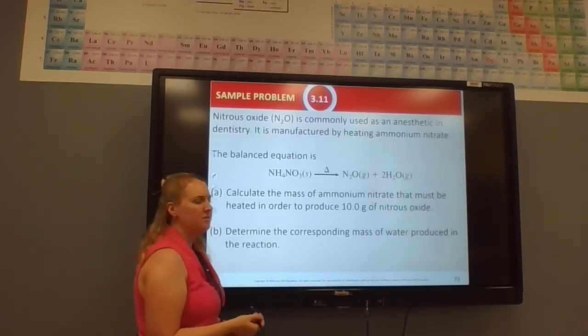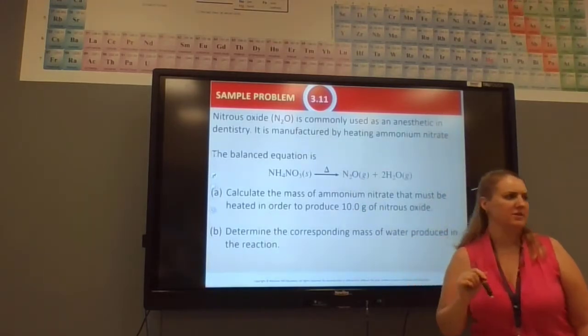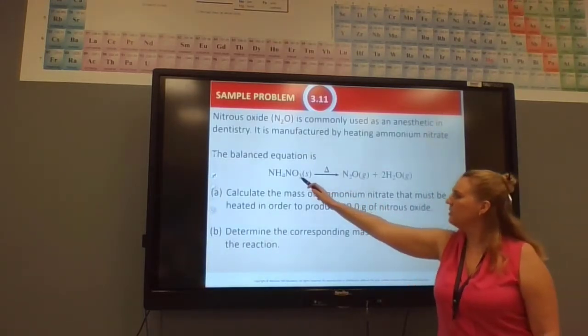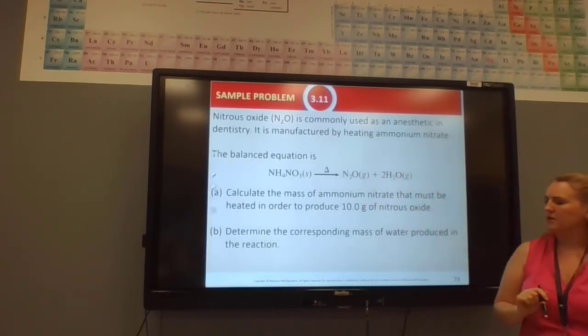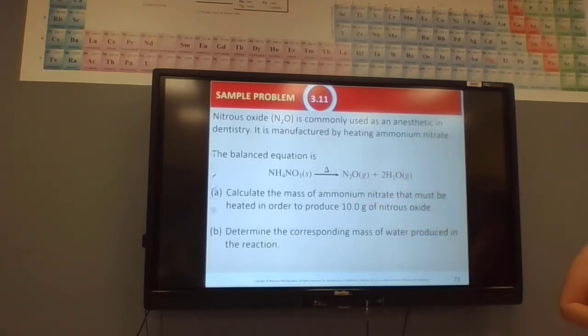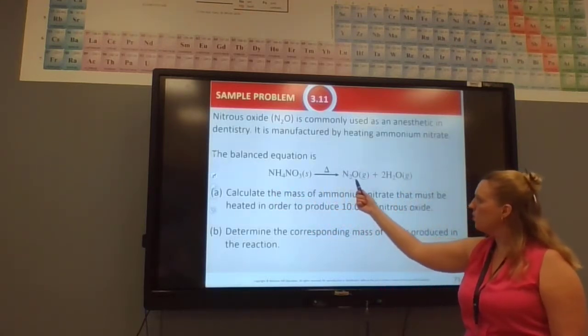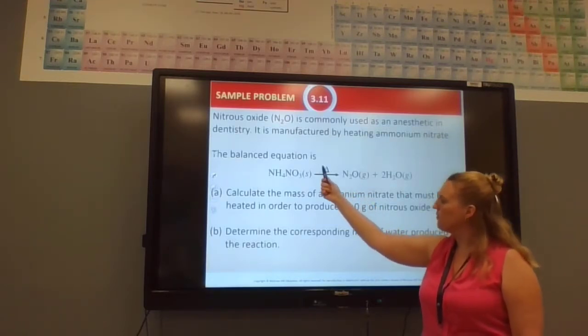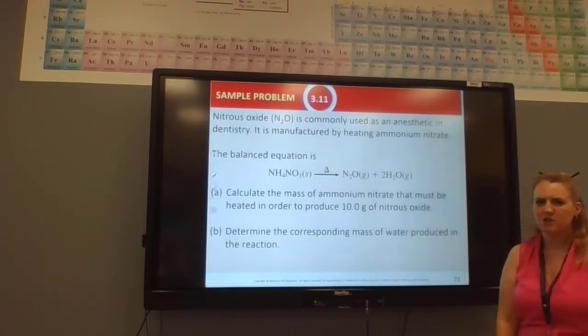So that's the solid. What does this little triangle mean? Heat. So we're heating this up. So I'm heating ammonium nitrate. I produce nitrous oxide and water. So there's my already balanced chemical equation. The stoichiometric ratios are: for every 1 ammonium nitrate, you make 1 nitrous oxide, or for every 1 ammonium nitrate, you make 2 waters. There's our stoichiometric ratios.